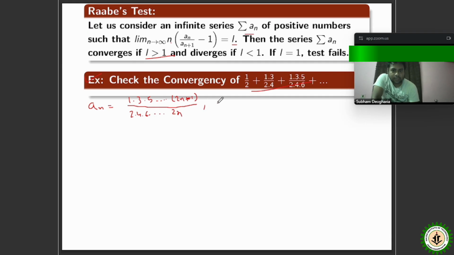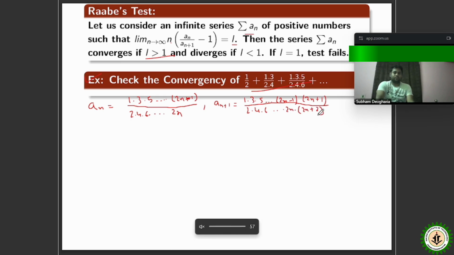So the (n plus 1)th term will be 1 into 3 into 5 into dot dot dot 2n minus 1, after that 2n plus 1, if we put n plus 1 by replacing n, and here the denominator will be 2 into 4 into 6, after that 2n, into 2n plus 2.